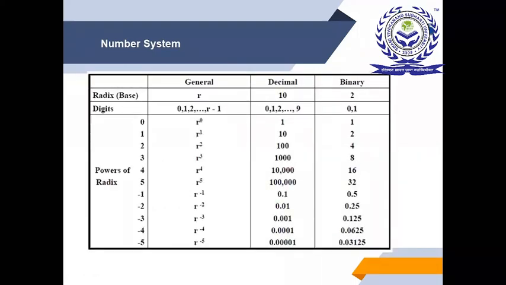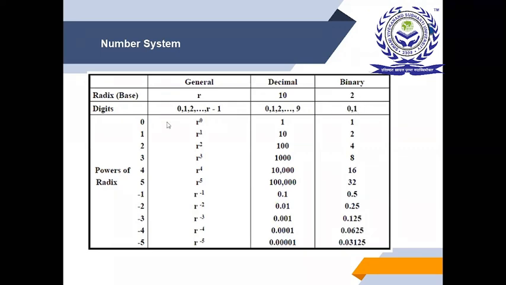Now here is the general representation of a number of any base r. If r is the radix, that is the base, then digits will be from 0 to r minus 1. If I take the example of a decimal number, the base is 10, so the digits will be 0 to 9. In case of binary, the base is 2, so digits will be 0 to 2 minus 1, that is 0 to 1.